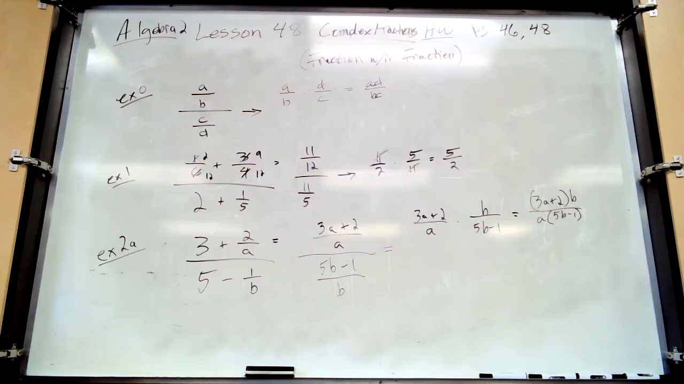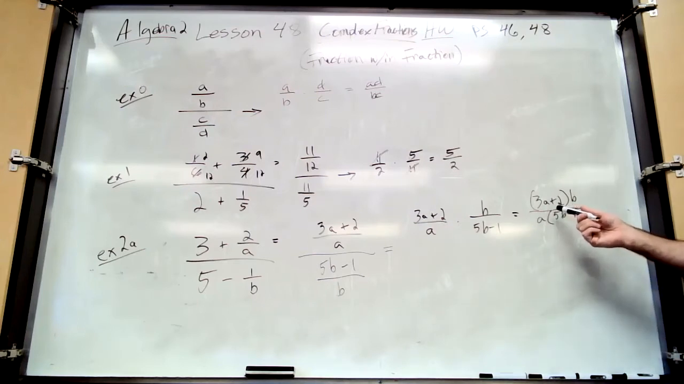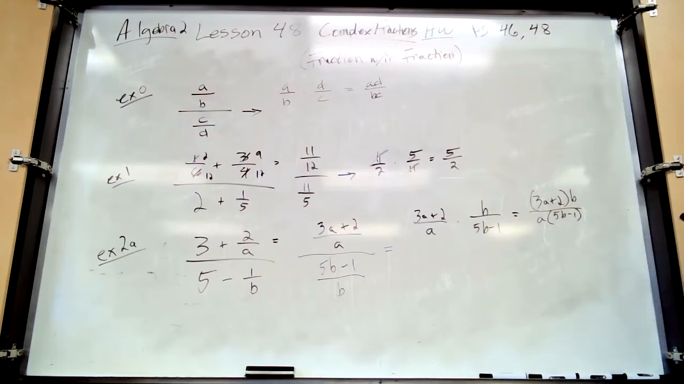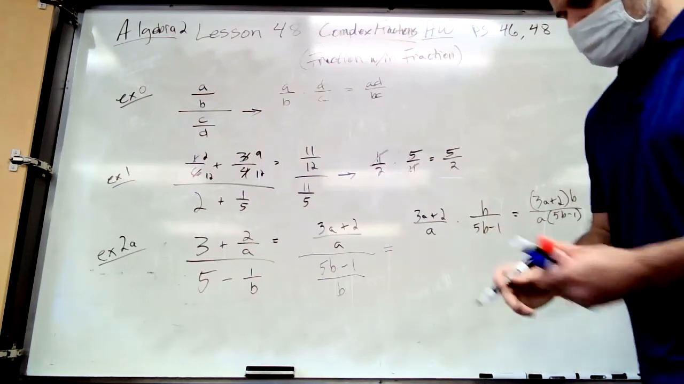So you could leave it like that, or you could simplify. Usually I'll say simplify the top just in case you find some like terms in there somewhere. But you can leave it like this. It depends on what your solutions manual says. You could say this is 3ab plus 2b, right? Just distributing that b. But you can leave it like that.